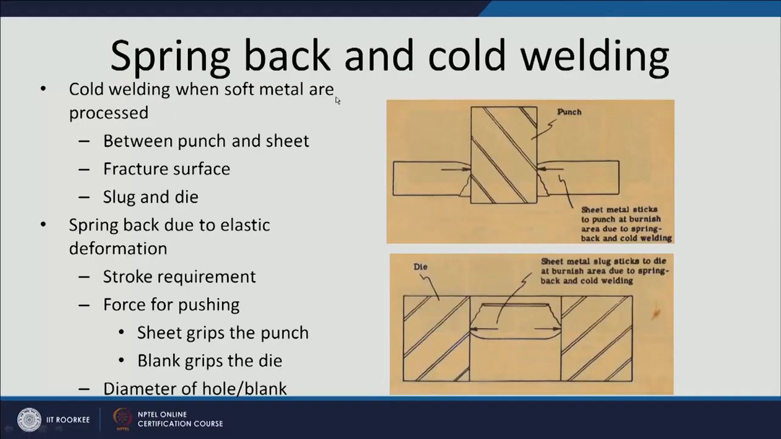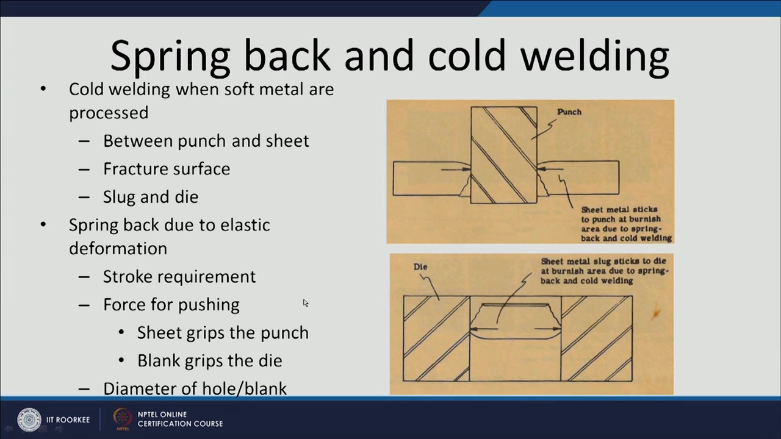The cold welding, when the soft metals are processed, leads to the joining between the punch and the sheet, or the welding of the fracture surfaces and the slug and die. So the slug and die can also get cold welded, or the punch can get welded with the slug itself. Spring back effect is due to the elastic deformation.